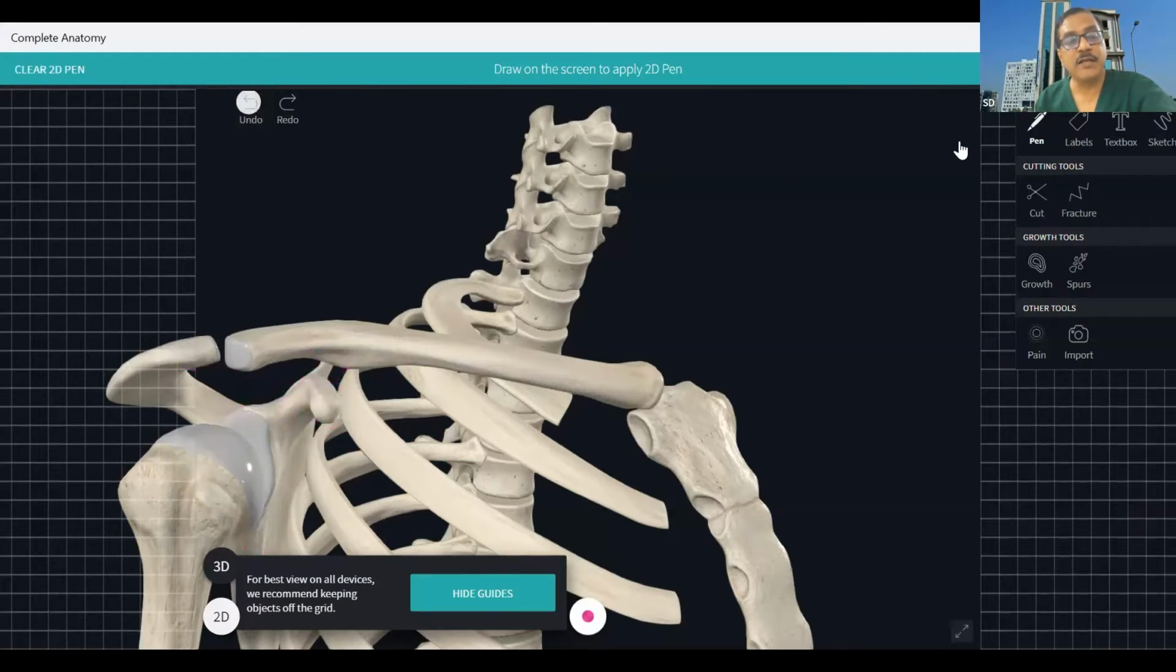So anteriorly, these are the few things. One is your bicipital groove, another is your greater and lesser tubercle, and the coracoid process. Now we'll be looking at the shoulder joint from above.